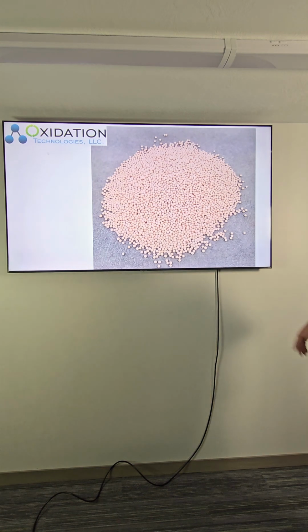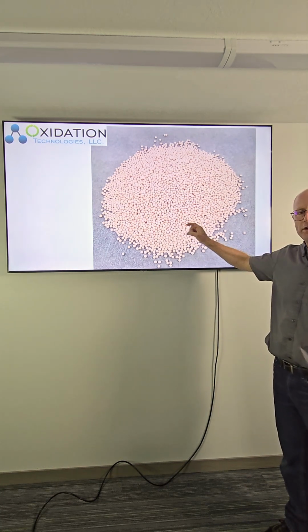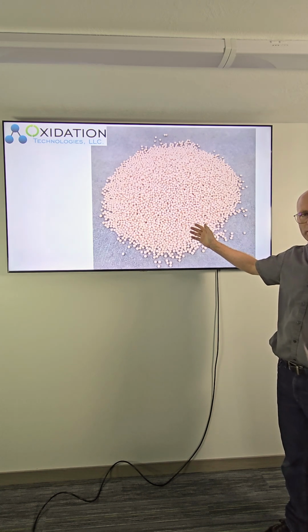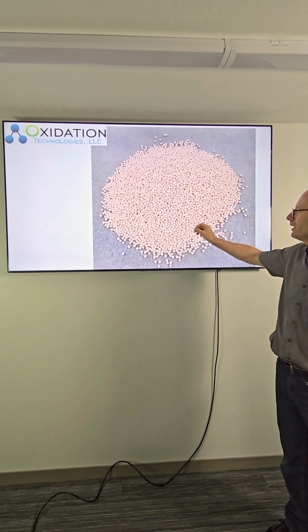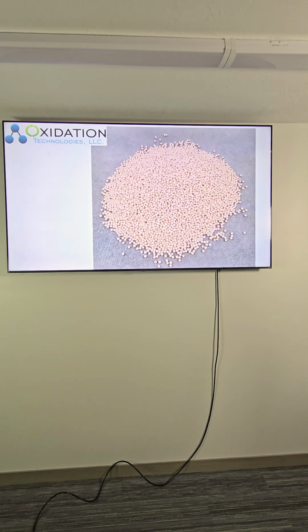Here's a picture of what the molecular sieve looks like. Now these are formed into little BBs. You'd have to look at it under a microscope or even an electron microscope to actually see the tiny little structures inside there. But this is the material that we're dealing with.